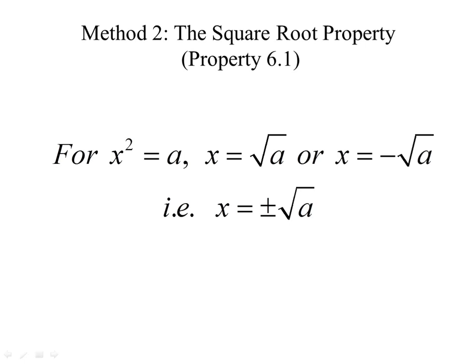Or you know that if x is equal to negative square root of a, or x is equal to the square root of a, the way that we're going to start writing this is to use the plus or minus symbol. So, for example, if I say x squared is equal to 9, and I wanted to solve for x, you know that we're going to take the square root of both sides, and you're going to get x is equal to plus or minus 3.